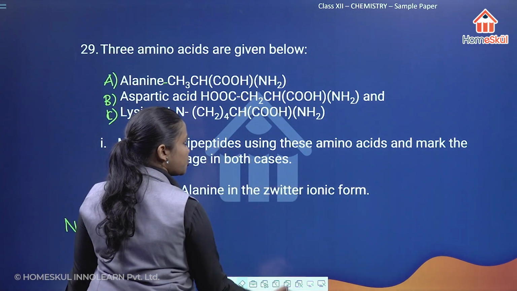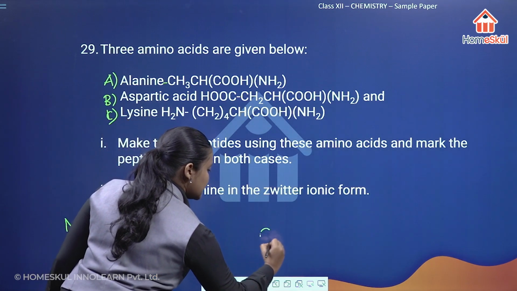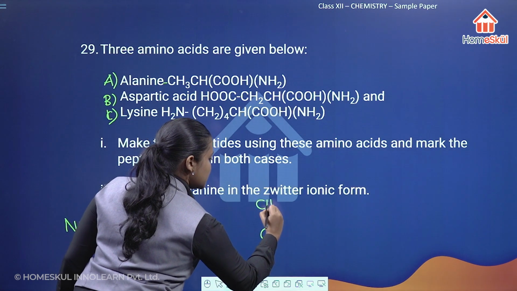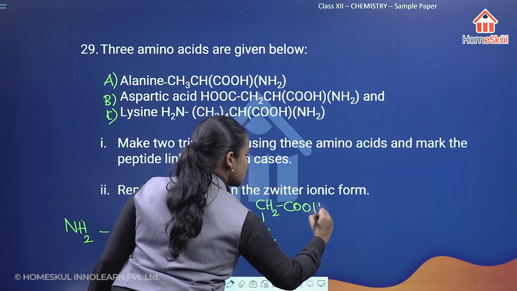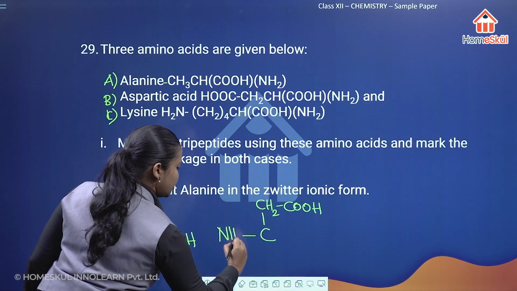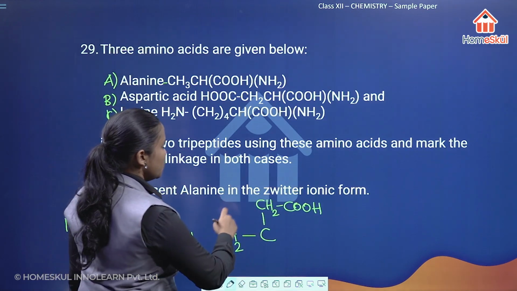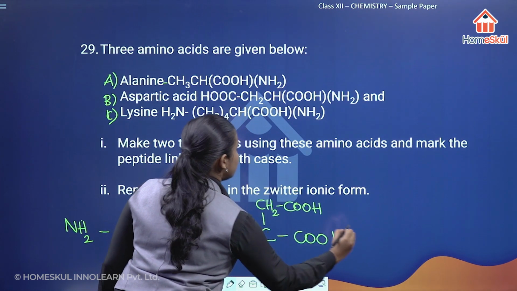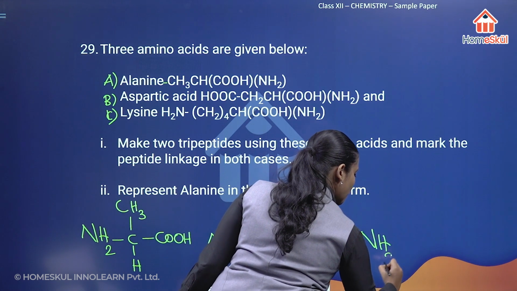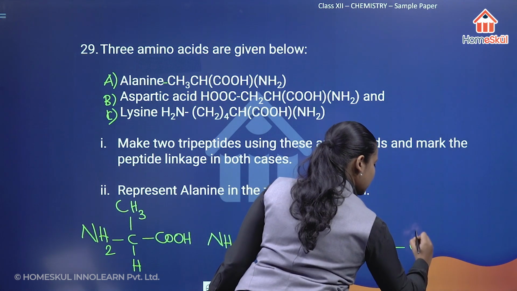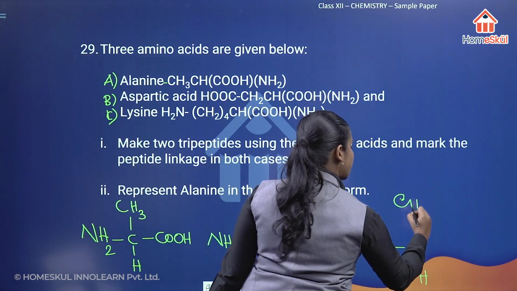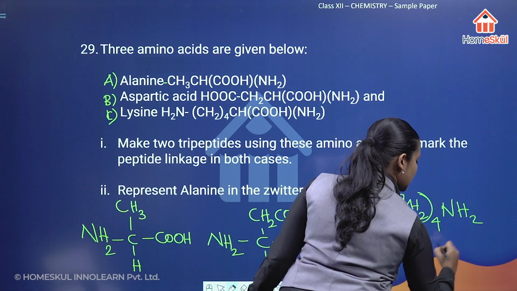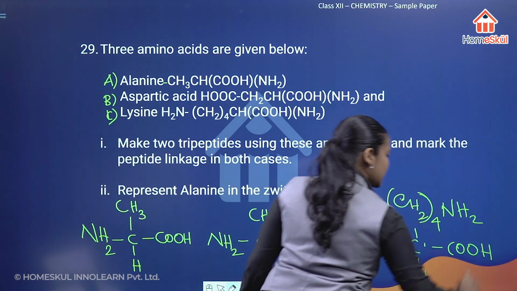Let me draw the structure of aspartic acid like this. That is CH2COOH, and this side NH2, NH2, COOH. Then lysine, that is NH2CH, CH2 four times, NH2, COOH. This is the formula of lysine.